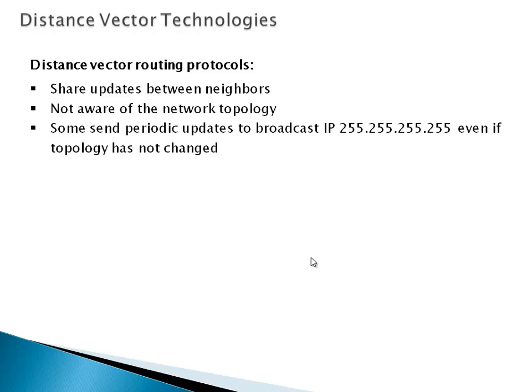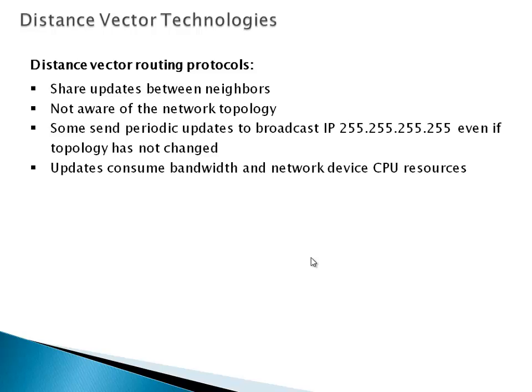That's a problem if you send to this broadcast, because everybody will get it: all the devices, client machines, servers, switches, mobile devices. It's very bad, because everybody's CPU and memory get used, and bandwidth is used for no reason. And all the updates go out periodically, every 30 seconds for example, even if nothing has changed. Updates consume bandwidth and network device CPU resources.